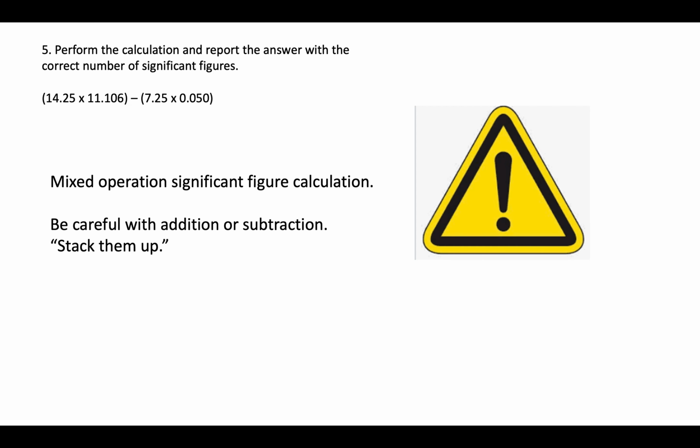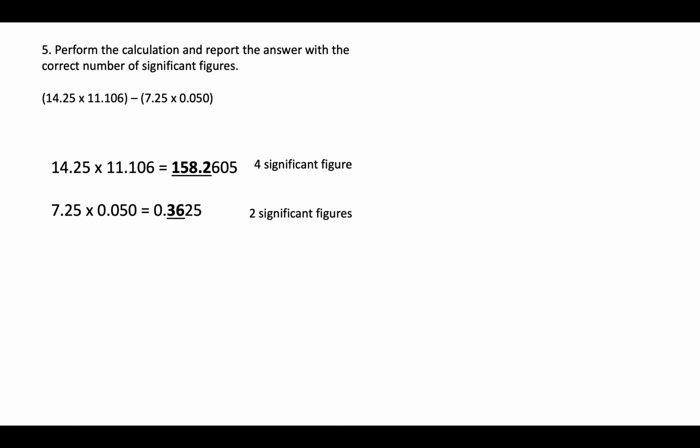Perform the calculation and report with the correct number of significant figures. Really typical learning objective here, a mixed operation significant figure calculation. Within these, we've got to be really careful, especially when it comes to addition and subtraction. We want to stack those up. So first of all, looking at each part, we have multiplication going on. So I would take what the calculator gives me for the entire value for each of the different multiplication applications, and then recognize the one on the left is going to have 4 significant figures, and the one on the right would have 2, coming from the 0.050 that has 2 significant figures.